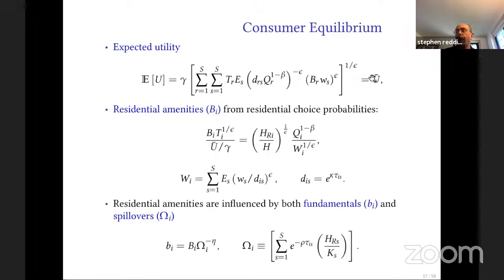Okay, and then in equilibrium, all of those expected utilities have to be equal to the reservation level of utility in the wider economy. And we can use that property of the model to back out the implied amenities for every location within the city. Okay, again, it's going to be a very simple idea.